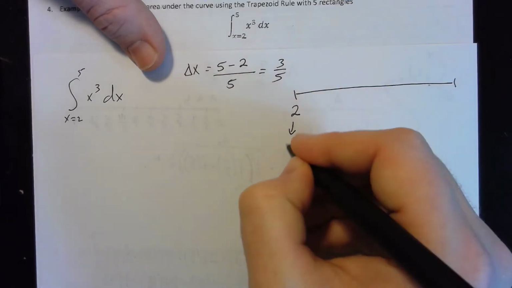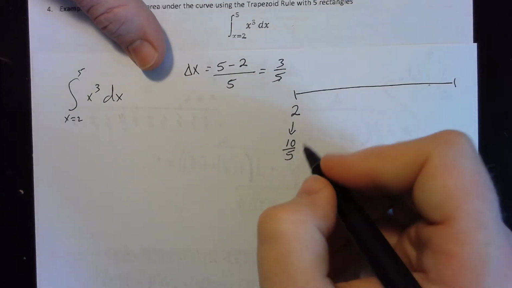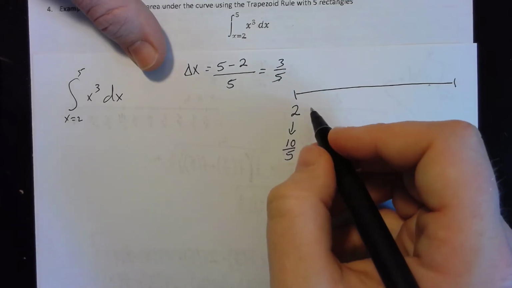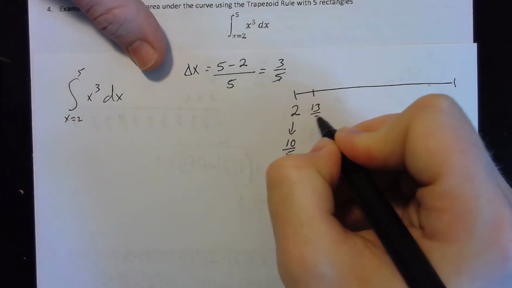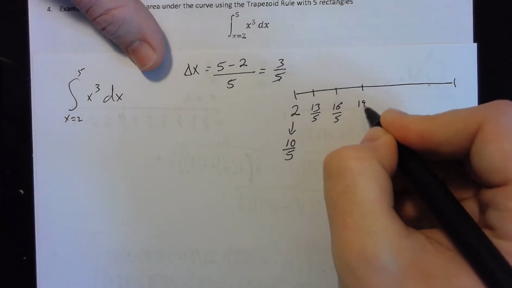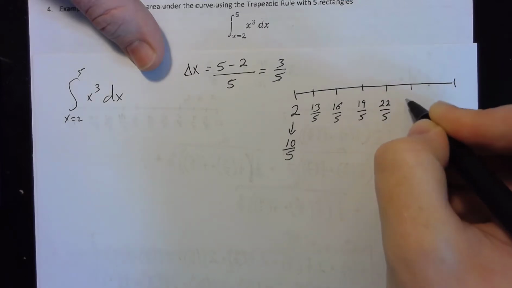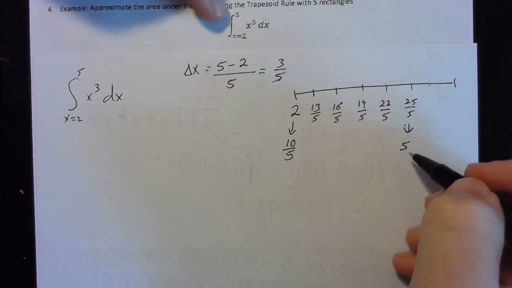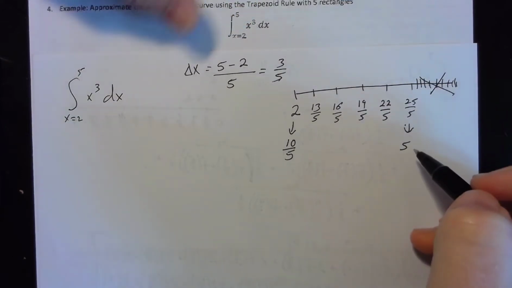I'm going to change that real quick to be 10 out of 5. The reason I'm doing that is because my delta x is in terms of 5, so finding a common denominator will make this the most efficient way to find my endpoints. So my next value is 10 fifths plus 3 fifths, which is 13 fifths. And I'm simply going to add, 16 fifths, 19 fifths, 22 fifths, and 25 fifths. Now 25 fifths is the value of 5, which is my endpoint. So I don't need any of these extra values, so I'm going to cross all that out.